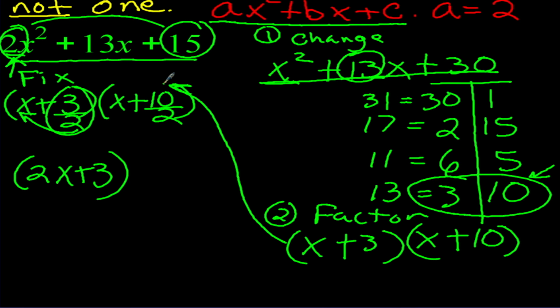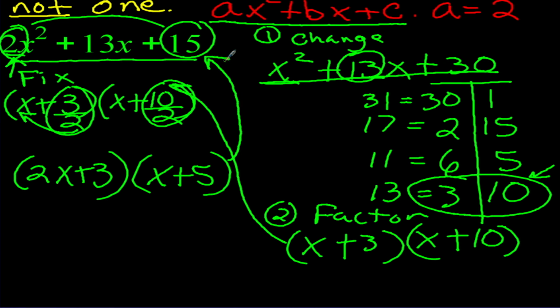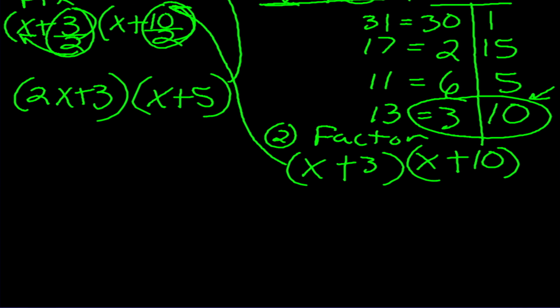And then we look at the second term. This one we can reduce because 10 is divisible by 2, so 10 divided by 2 is going to be 5. So the other factor is going to be x plus 5. All right, now we have the factors of our original equation, and we can verify that by using what's called the window method to multiply those back out.